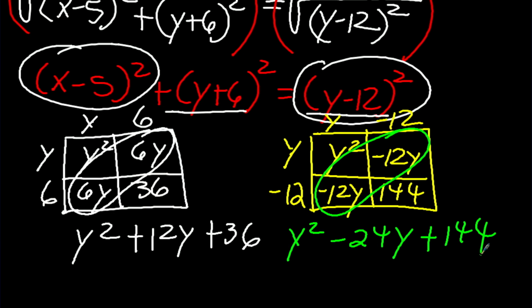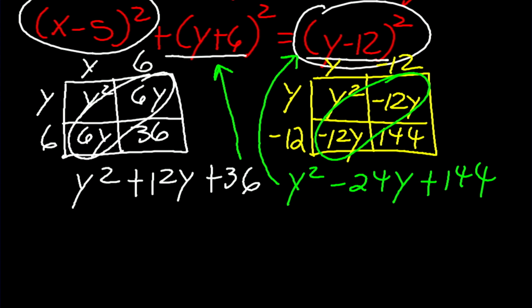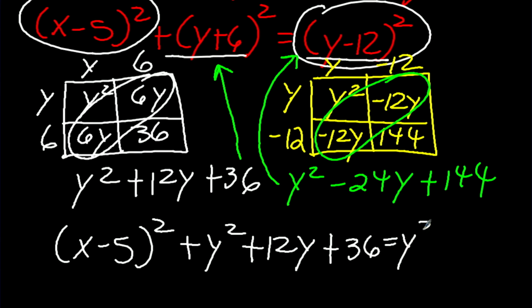Now let's take these pieces and put them back into our equation where they go, here and here, and see what we have left. So if we bring that back together, we're going to have x minus 5 quantity squared. Remember, we don't do anything with it right now. And I've got plus y squared plus 12y plus 36 equals y squared minus 24y plus 144.